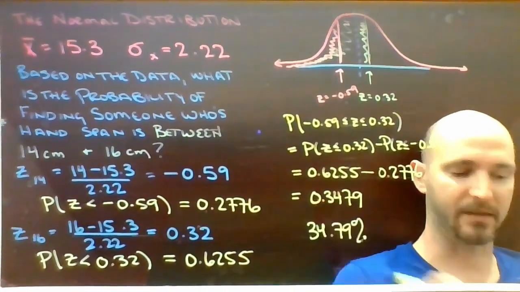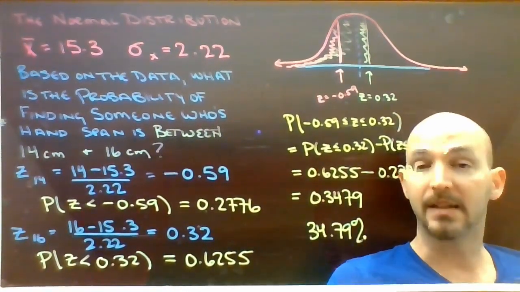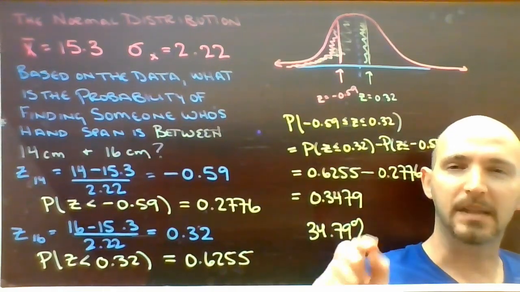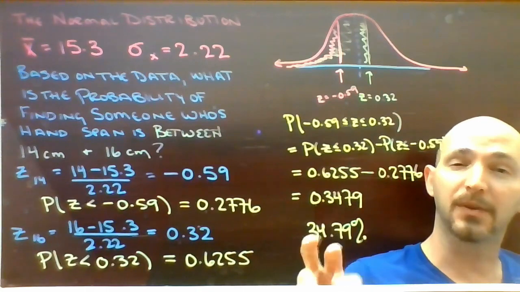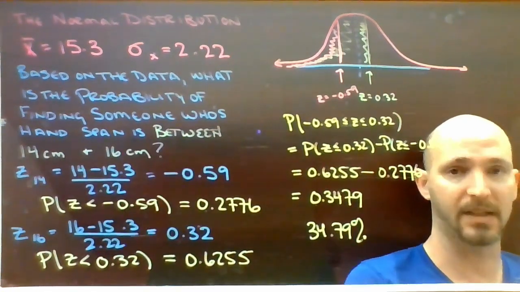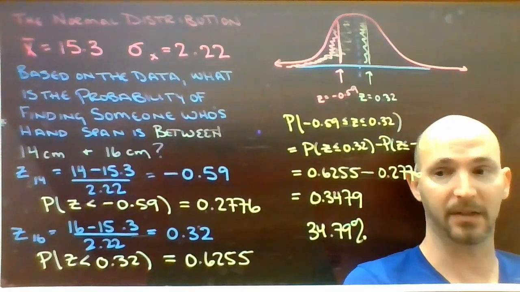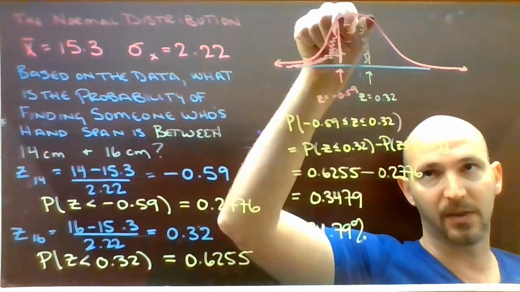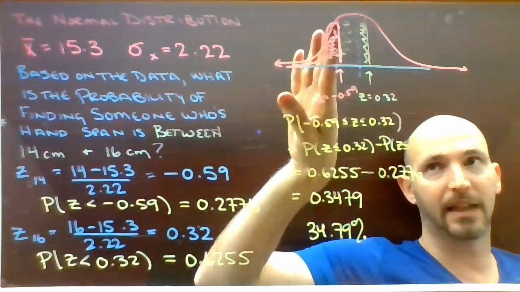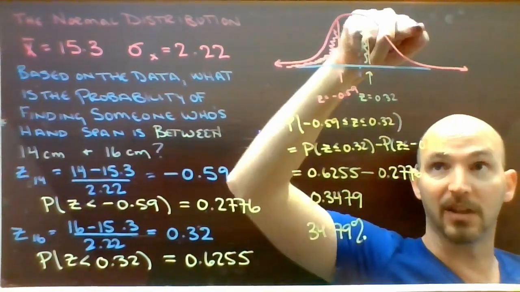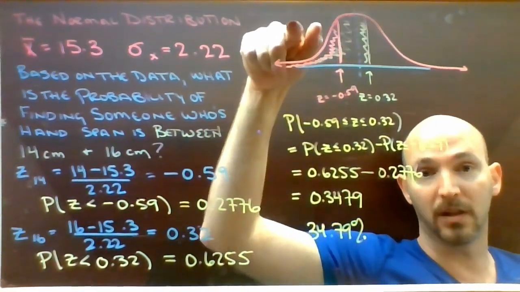So that's a 34.79% chance. Which means that based on that data set that I had collected, you could expect almost 35% of human beings to have a hand span between 14 centimeters and 16 centimeters. So if you think about symmetry, there's 35% there, then the remaining is split into two categories. You have large gloves, medium gloves, small gloves.